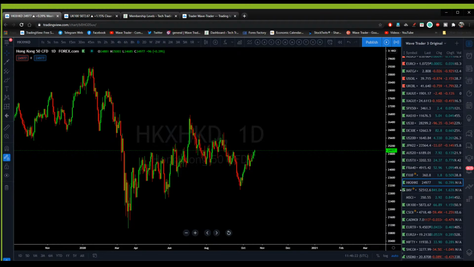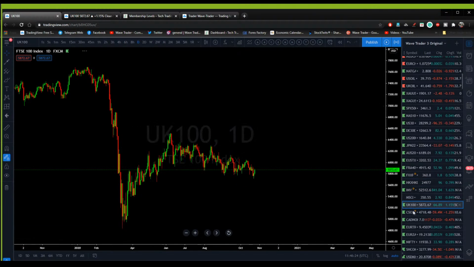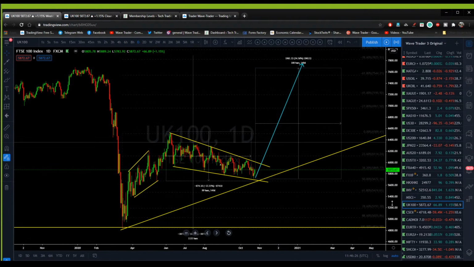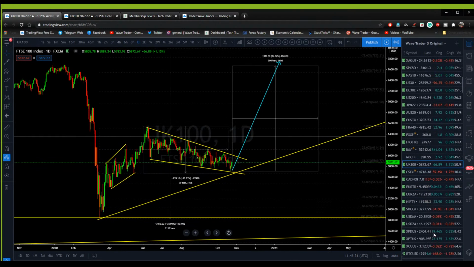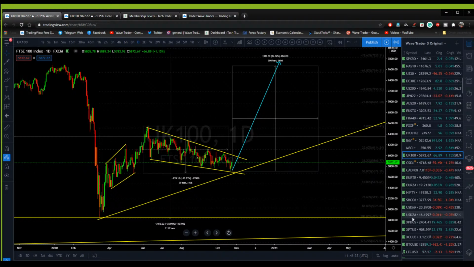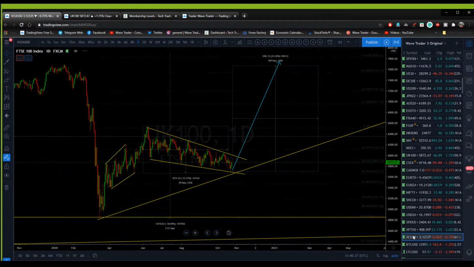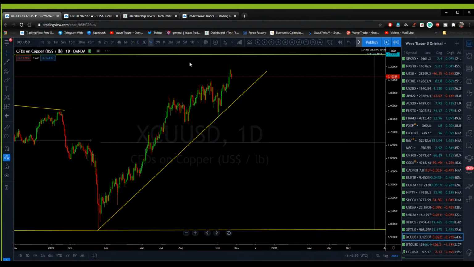All right, so UK 100 index. These are the equities, these are the indices. Now let's look at copper. Copper is at the top.